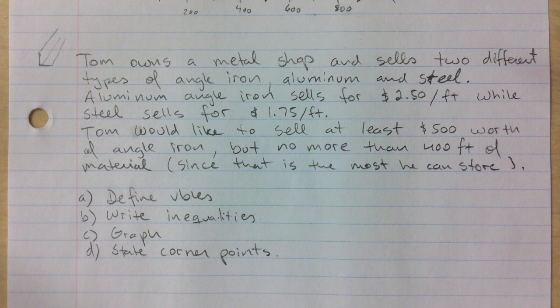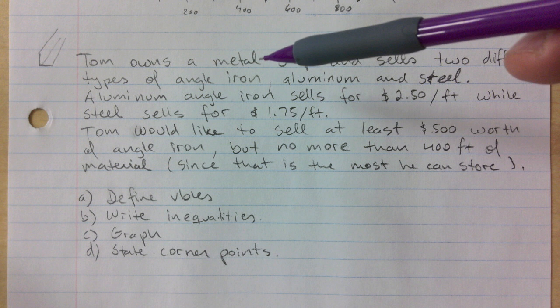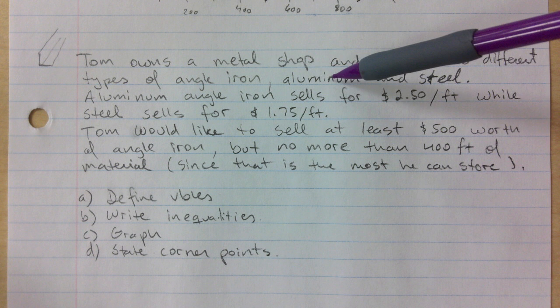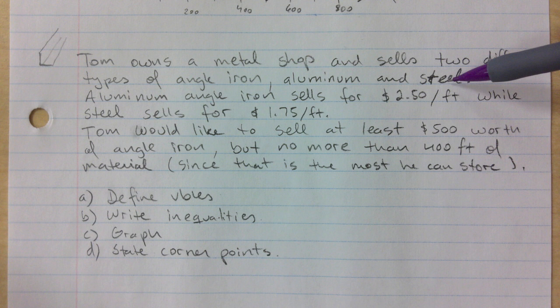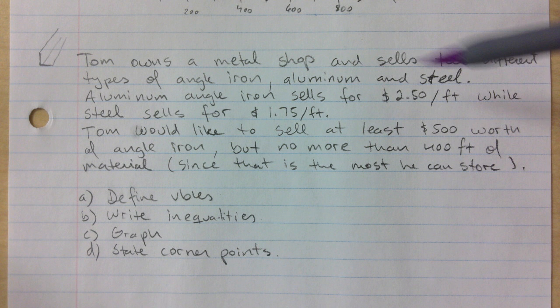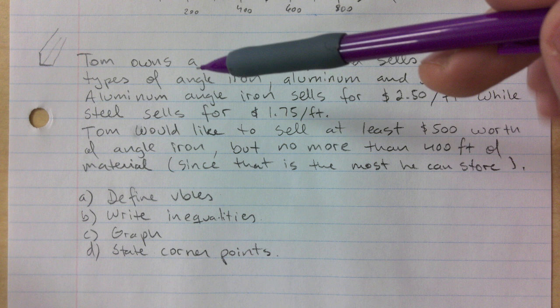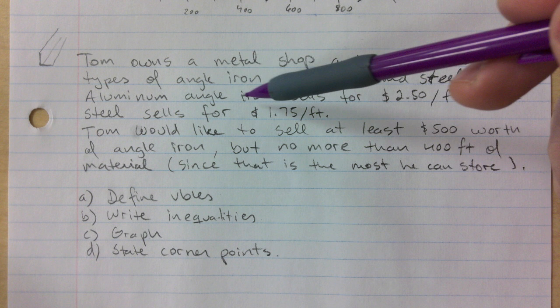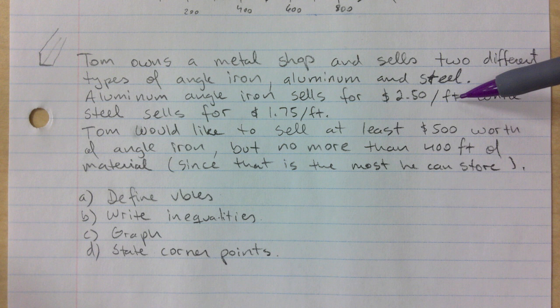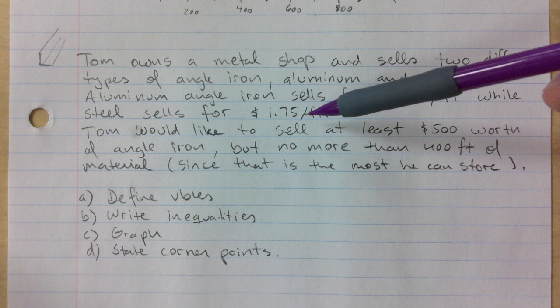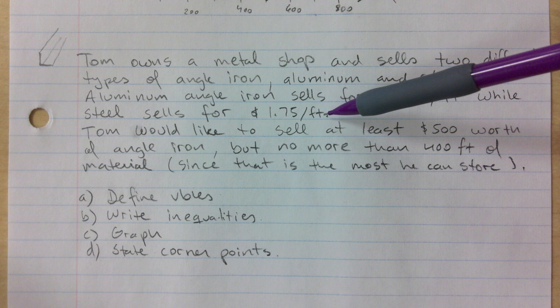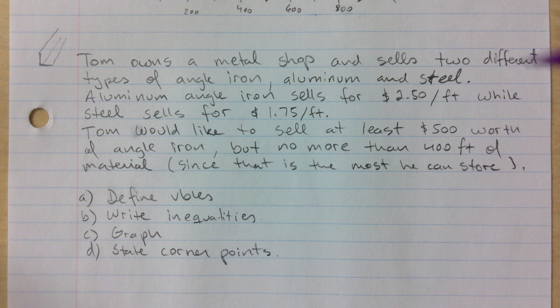So anyways, you sell two different types, aluminum and steel. Aluminum angle iron sells for $2.50 a foot, while steel sells for $1.75 a foot. Tom would like to sell at least $500 worth of angle iron, but no more than 400 feet of material, of angle iron, that is.